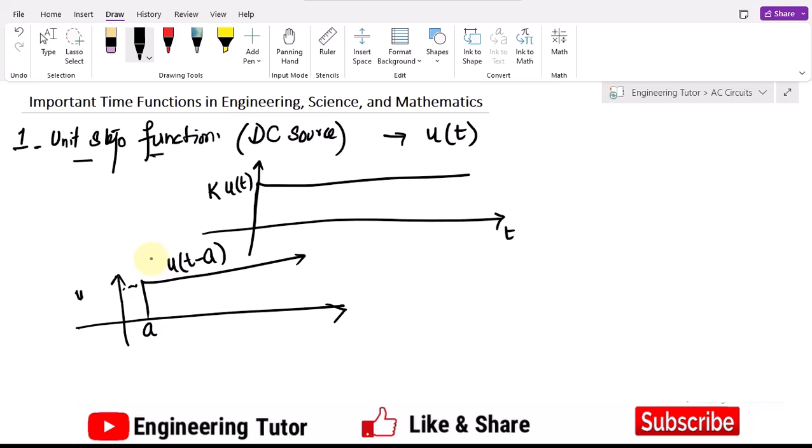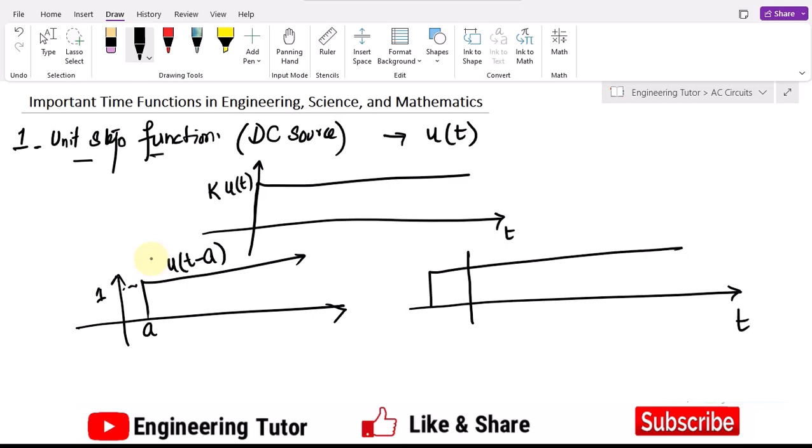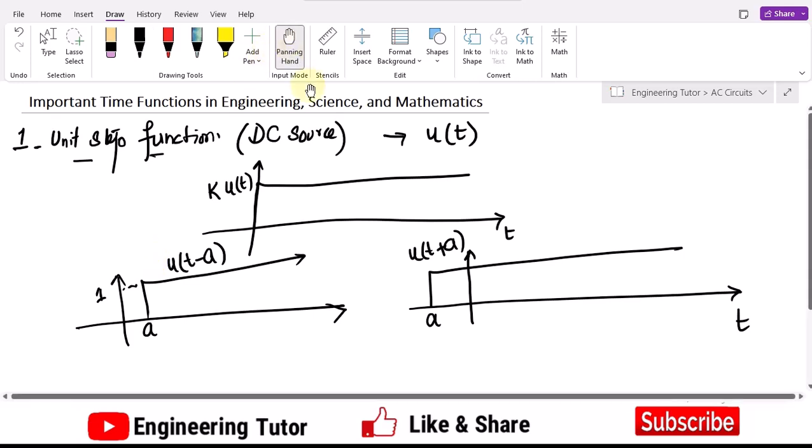Okay, with this amplitude as 1. Okay, similarly it can also be like here as well. Okay, it can also start from here, and if it is also a, so this function will be u of t plus a, because this is the advanced version of my original signal which is mentioned here. Okay, so that is about the unit step function.